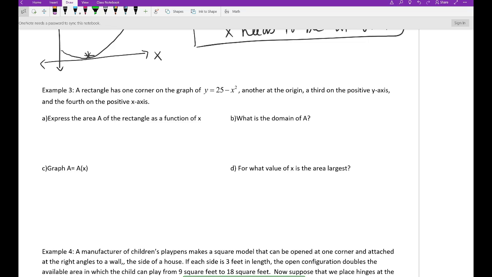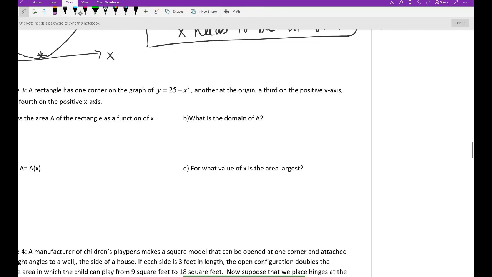Okay, so before that, what do you want to do? Graph. Sounds like a good idea. Okay. Visualize. What curve are we graphing? That rectangle. How do I graph a rectangle? Should we graph something else in addition to the rectangle? Yes. What? 25. Yeah, because the rectangle has one corner on that, isn't it? Yes. What curve is that? And what's the vertex?